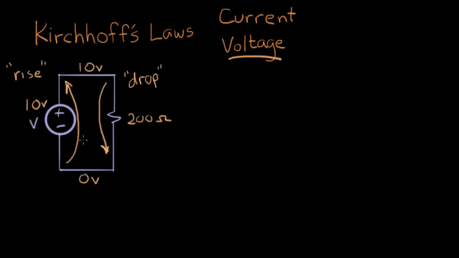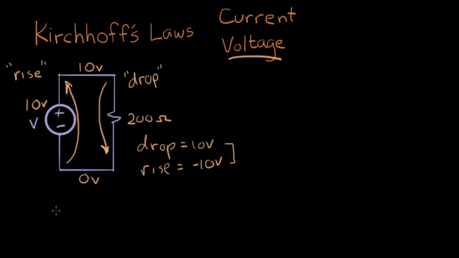Now I can make an observation about this. If I look at this voltage rise here, it's 10 volts, and if I look at that voltage drop, the drop is 10 volts. I can say the drop is 10 volts, or I could say the rise on this side is minus 10 volts. A rise of minus 10. These two expressions mean exactly the same thing. It meant that the voltage went from 10 volts to 0 volts, going through this 200 ohm resistor.